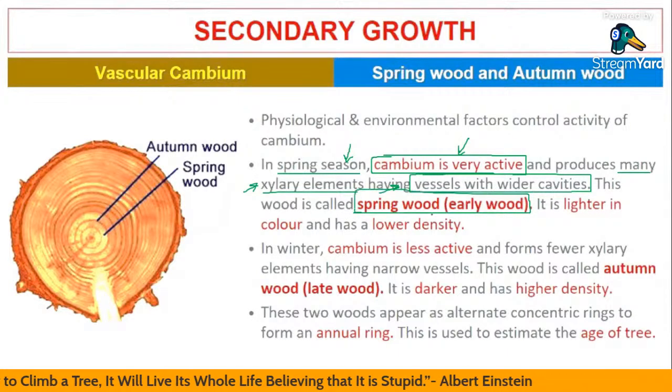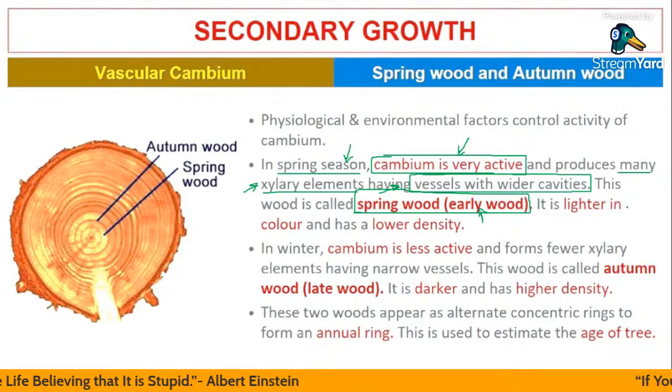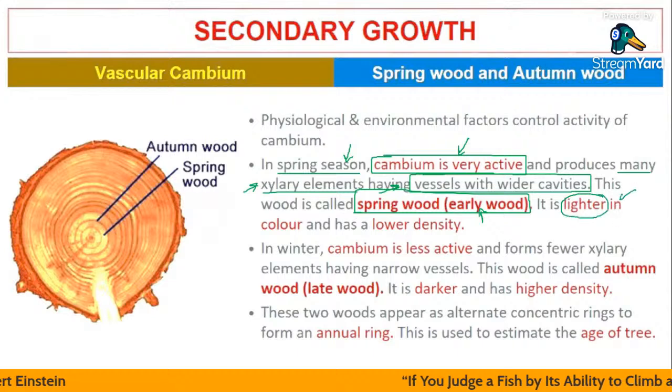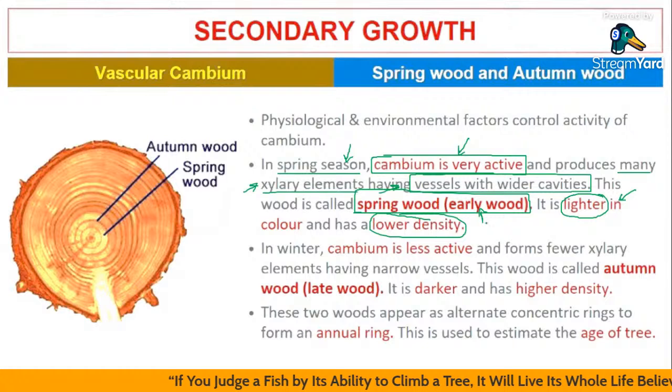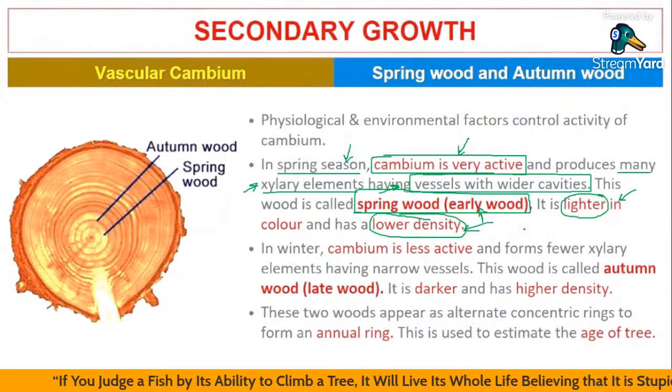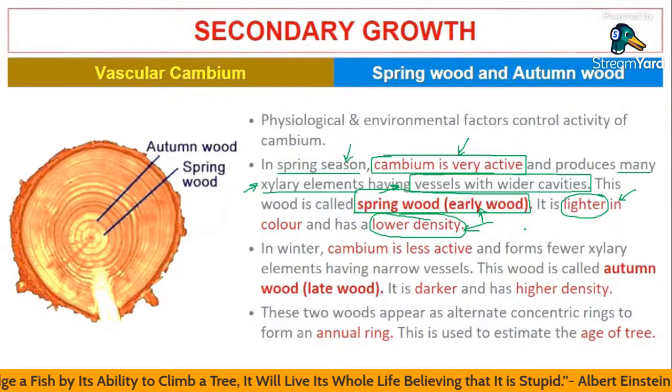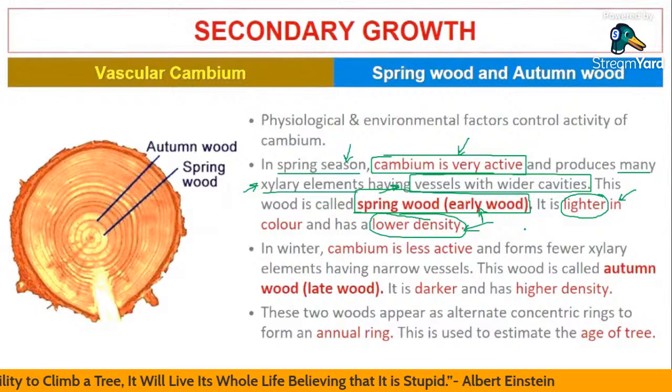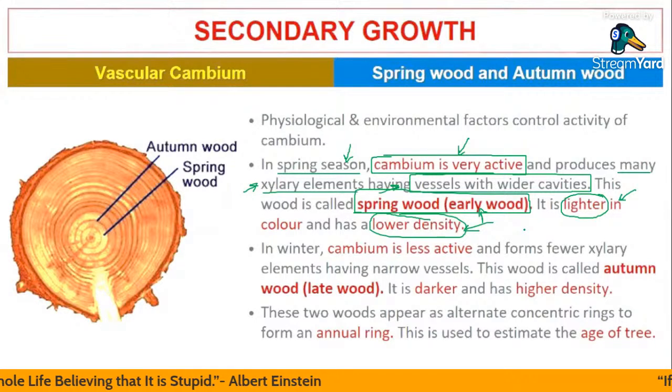Next point which you have to learn by heart over here. What is the speciality or peculiarity of the spring wood or early wood? It is lighter in color and it has a lower density. What are the points? It is lighter in color and it has a lower density. Done, everybody. So just repeat it along with me.